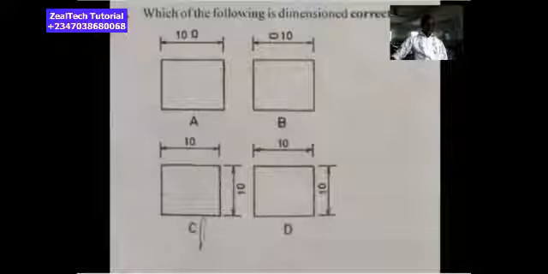Number 5, which of the following is dimensioned correctly? The correct answer here is B. Every other one is not correct. Now, the small square you see around option A is supposed to be at the back, not in the front. That is why this one is correct. That small square tells you that all the sides, this side, this side, and this side, are all 10 millimeters length by length. Every other one is not correct. This is a redundant dimension, which is incorrect. So the right way of dimensioning is B.